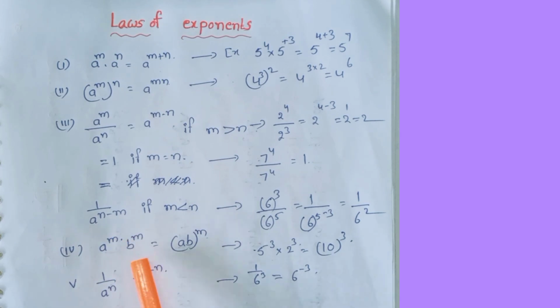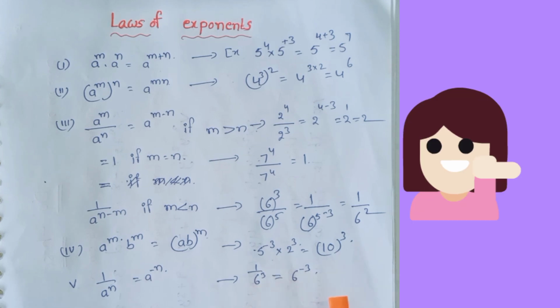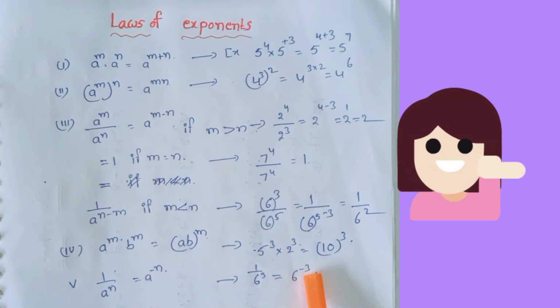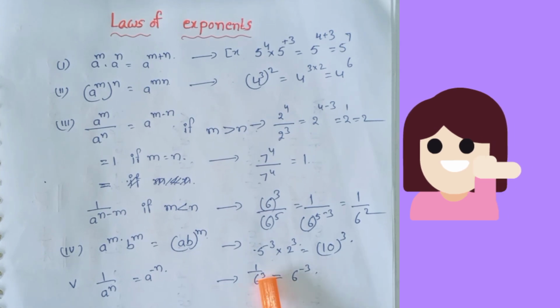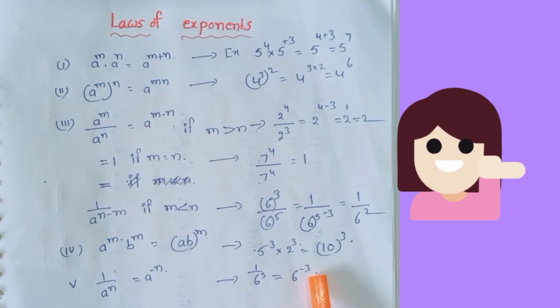a^m into b^m is equal to (ab)^m. 5^3 into 2^3 is equal to (5 2s are 10) whole cube. 1 by a^n is equal to a^(-n). 1 by 6^3 is equal to 6^(-3). 6 cube is in the denominator. We will write it in the numerator, the power plus 3 will be changed to minus 3.